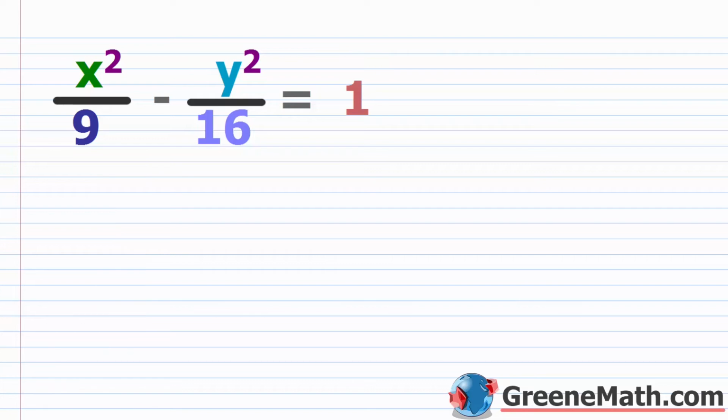So the hyperbola is the set of all points in a plane such that the absolute value of the difference of the distances from two fixed points is constant. Again, these two fixed points are called the foci of the hyperbola.